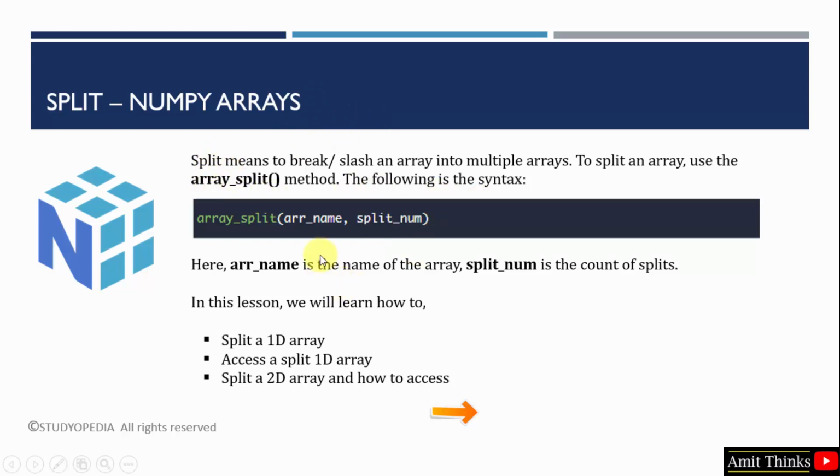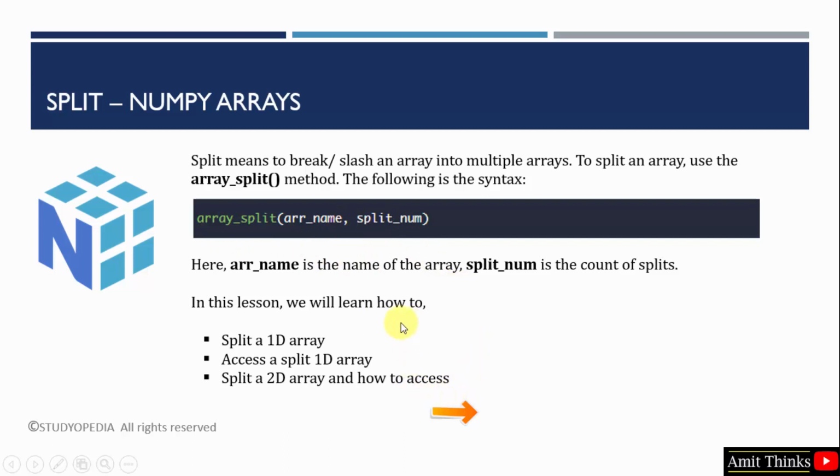So here is the syntax of the method. You need to add 2 parameters. The first one would be obviously the array name you want to split, the array you want to split. And second would be the split number, that is the count of splits. So if you want to break an array into 2 parts, mention 2 here. If you want to break an array into 3 parts, mention 3 here. In this way, the array underscore split method works.